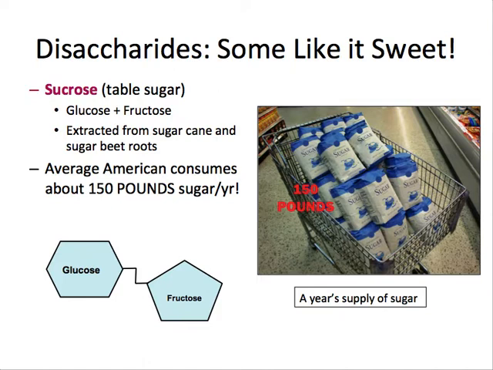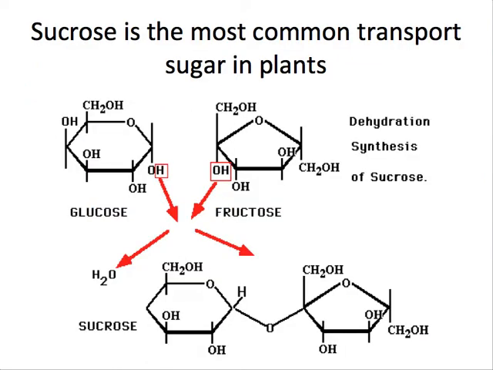Interestingly, the average American consumes about 150 pounds of this stuff per year. So that's a lot of sugar in our diet. It's important to plants because sucrose is the most common transport sugar in plants, translocated through the phloem. We're going to learn how that translocation of sucrose works once we get to our metabolism and water relations lectures.